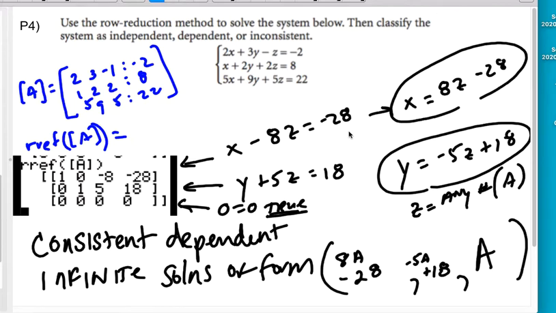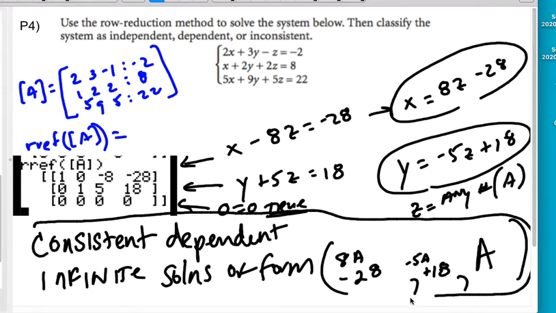Right? And again, if you want to pick an easy answer, if you plugged in a as 0, you'd get negative 28, positive 18, 0. If you plugged in a as 1, you'd get a negative 20, a positive 13, and a 1, right? There's infinite solutions of that form, okay?